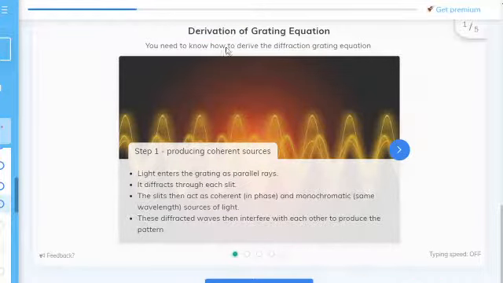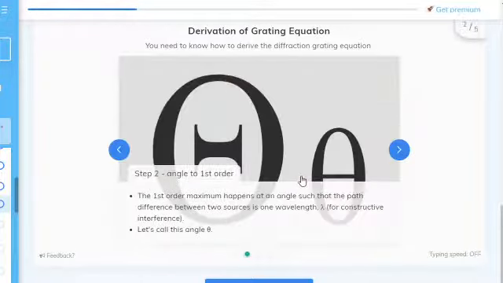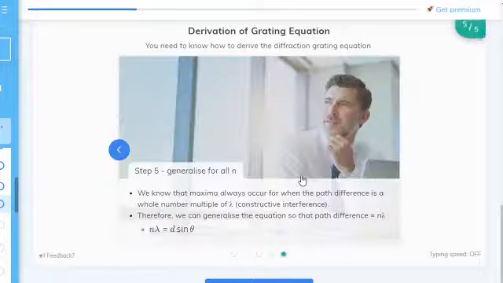Derivation of the grating equation. You need to be able to derive the diffraction grating equation. So, producing coherent sources. Light enters a grating as parallel rays and then diffracts through each slit. The slits act as coherent, which is in phase, and monochromatic, same wavelength, sources of light. These diffracted waves then interfere with one another and produce a pattern. So, the angle of the first order. The first order maximum happens at an angle where the path difference between two sources is one wavelength, λ. Let's call this angle θ.